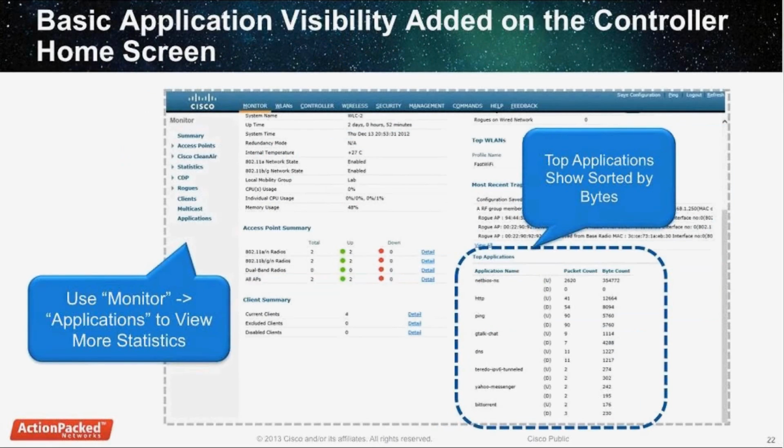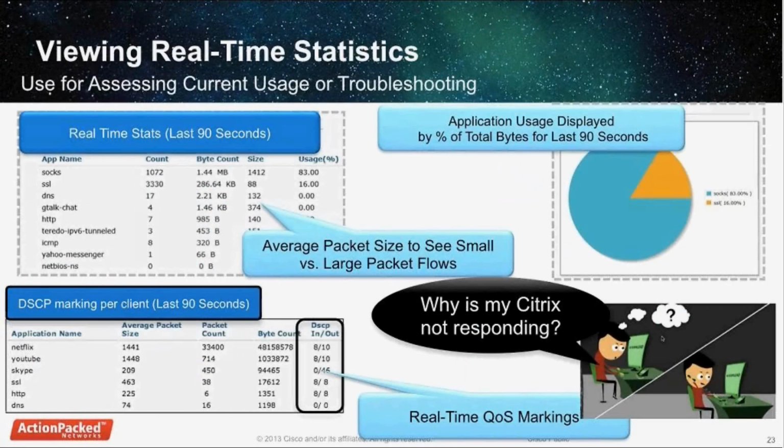And what is the kind of visibility that you can see on the wireless LAN controller itself? Well, on the front page, which is the monitor page, under applications, you can see the top applications sorted by byte count. In addition, you can also get real-time stats for the applications running on your network in the last 90 seconds, so you can figure out the top 10 applications in the last 90 seconds. You can also figure out the DSCP markings per client in the last 90 seconds. Now, this is really useful.